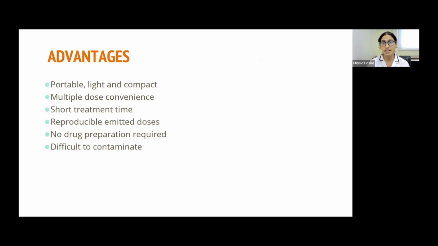Now, coming to the advantages of using meter dose inhaler. First of all, as we can see here, this is a meter dose inhaler. You can see in this, it is very portable, light, and compact. So this makes it very easy for the patient to carry this device anywhere that they go. This is also helpful as it can give us multiple doses and hence is convenient. It also has a short treatment time and reproducible emitted doses, which means that every dose that comes out of this device will be the same as the previous.